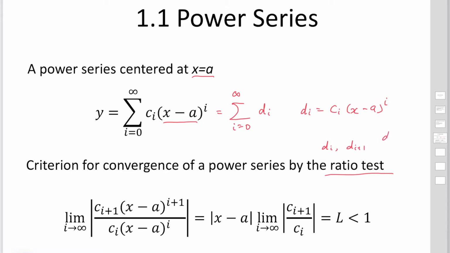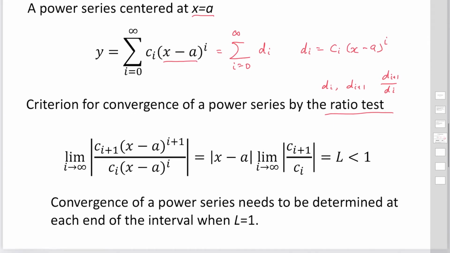Ratio is d sub i plus 1 over d sub i. This ratio needs to be less than 1. Then the power series is convergent. So let's look at the ratio test.